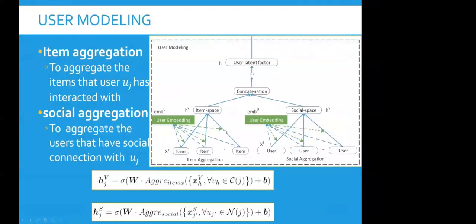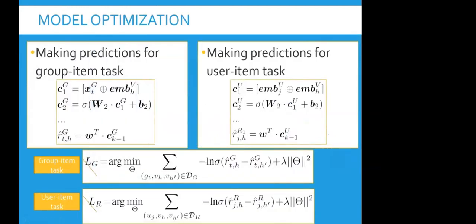To alleviate the sparsity issue of group atom interactions, we enhance the user representations by using two types of aggregation methods from two different aspects, that is, atom aggregation and social aggregation. Atom aggregation is to learn user latent factors by aggregating the information of the atoms that the target user has interacted with. The social aggregation is to aggregate the users that have social connections with the target user. Given the embeddings of the target group, users, and atoms, we can make predictions for both groups and users, where a pairwise loss function is exploited.